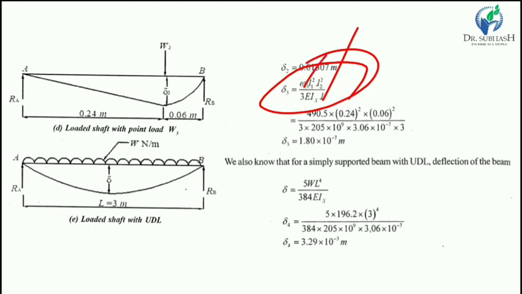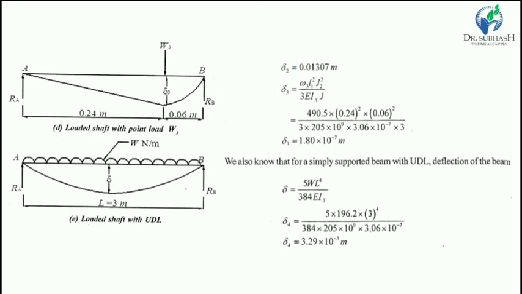L1, L2 and L values are there. The L1 value is 0.24 from the left side for rotor 3, and the distance from the right side support is 0.06. So the L2 value is 0.06 and the total length is 3 meters. Here only rotor 3 is considered; rotor 1, rotor 2 and the self weight of the shaft are not considered. Finally we get the value of delta 3.